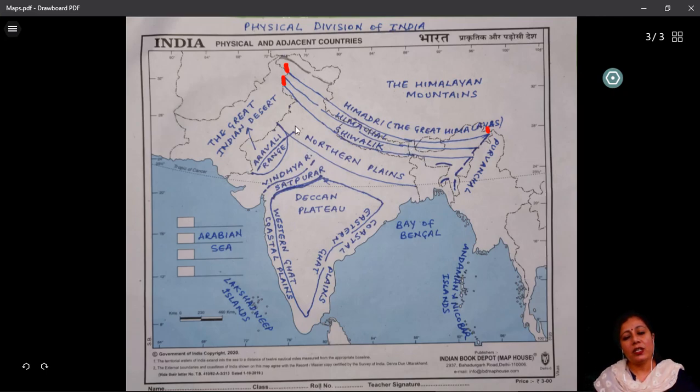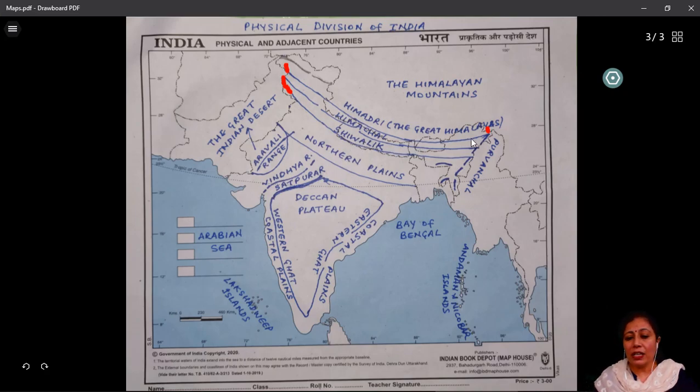Next we will do the third part of the Himalayan mountains, that is the Shivalik. This range starts from there, covers this whole area, and then reaches Arunachal Pradesh, Assam and the northeastern part of India. This is the third and southernmost range of the Himalayan mountains. It is called the Shivalik Range.